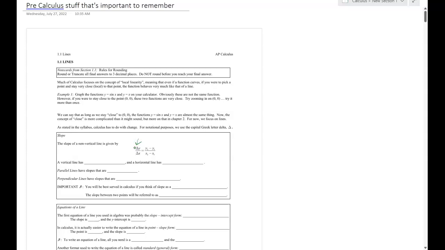So, keeping in mind, a vertical line has undefined slope. Vertical meaning it goes straight up and down. And in this case, we'd have something over 0. We can't divide by 0. Our brain goes boom. It's a bad day in math class. Meanwhile, a horizontal line, one that goes straight across, should have a slope of 0. Parallel lines have slopes that are the exact same. And perpendicular lines have slopes that are negative inverses.